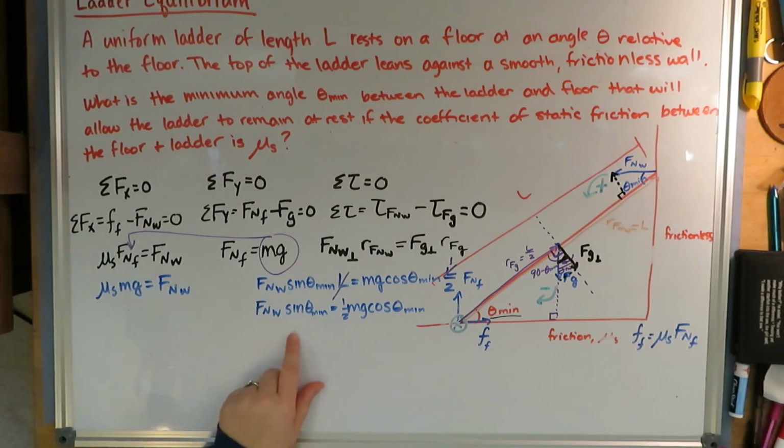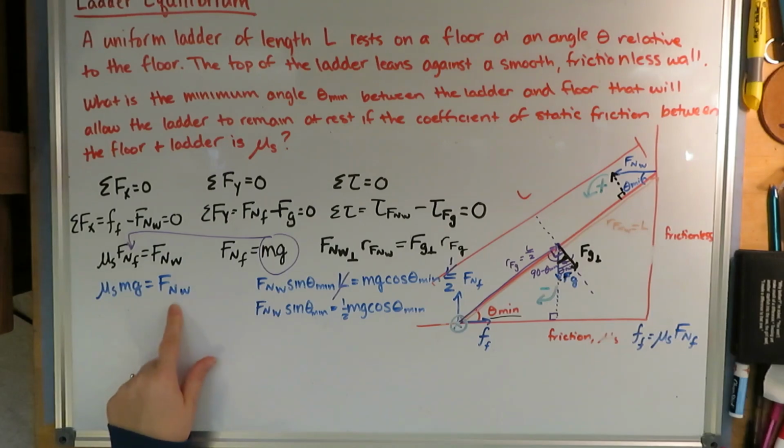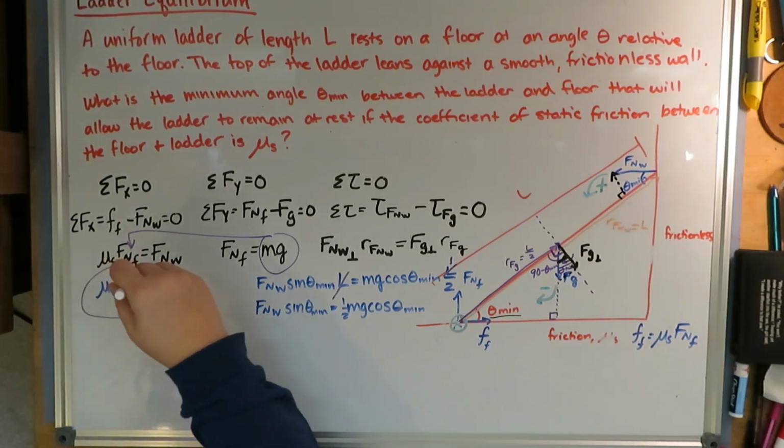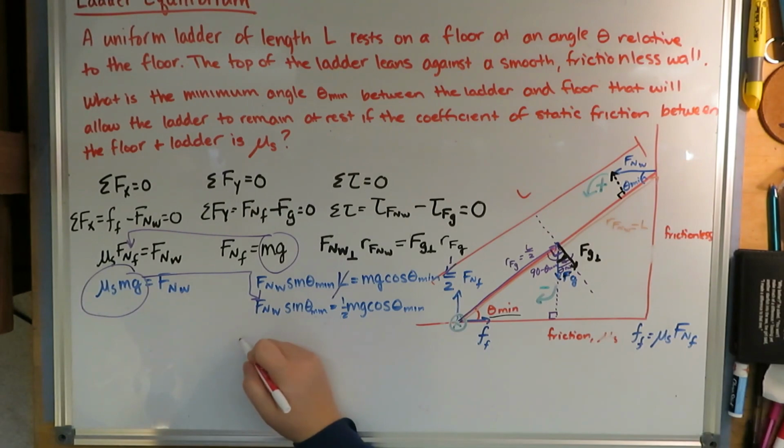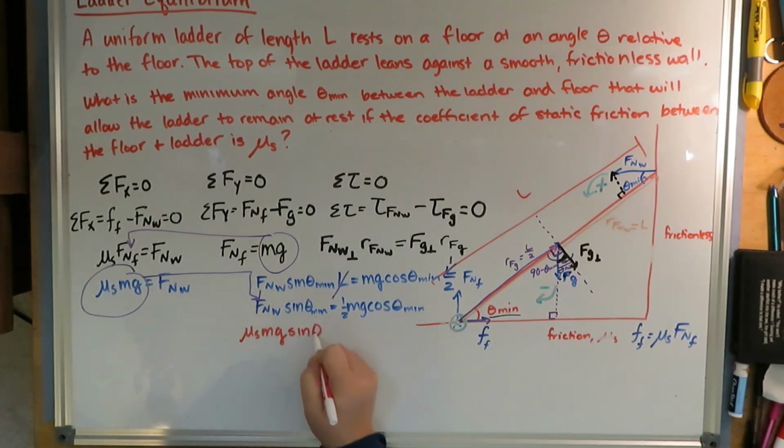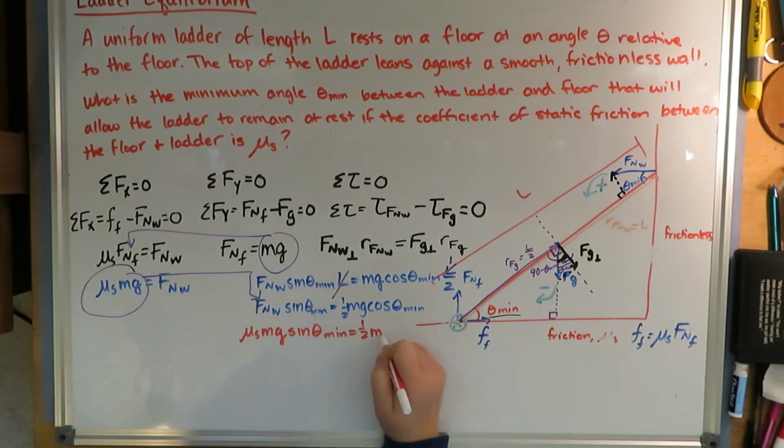Now I notice that I have FNW sine of theta min. Well, FNW I have over here. So if I take my definition of FNW and plug it in right here, I get that mu S mg sine of theta min is equal to 1/2 of mg cosine of theta min.